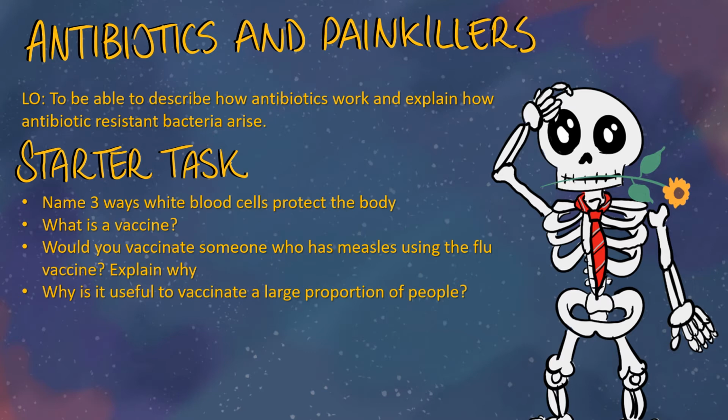And number 4, why is it useful to vaccinate a large proportion of people? That is because of something called herd immunity. The more people who are resistant to a disease, the fewer people it can infect, and the less it can spread to other people who aren't resistant. So give yourself a mark out of 4, please.